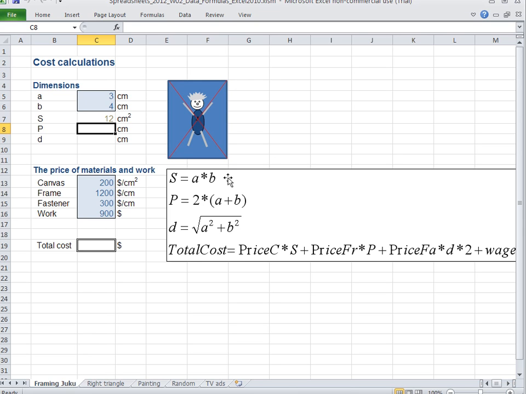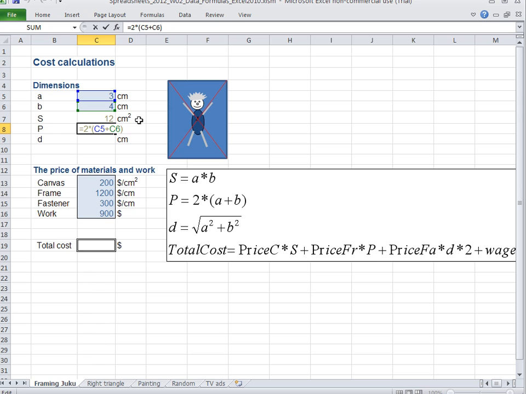The second calculation will be equals. We want to know the boundary line, which is 4 plus 3 plus 4 plus 3. So we write equals 2 times parentheses C5 plus C6. So we take the two sides and we double them. Parentheses closed, and the formula gives us 7 plus 7 is 14.